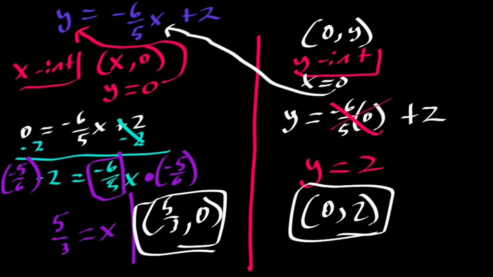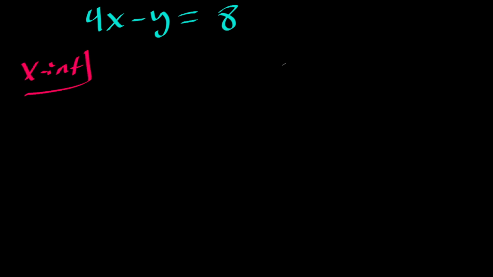Let's look at just one more. That way you can get an understanding of this setup. So you could see a setup that looks like this: 4x minus y equals 8. And basically, in this setup, now we just don't have our equation in slope-intercept form. But here's the good thing. We don't need this to be in slope-intercept form to find the x-intercept and the y-intercept. We can just go through our process.